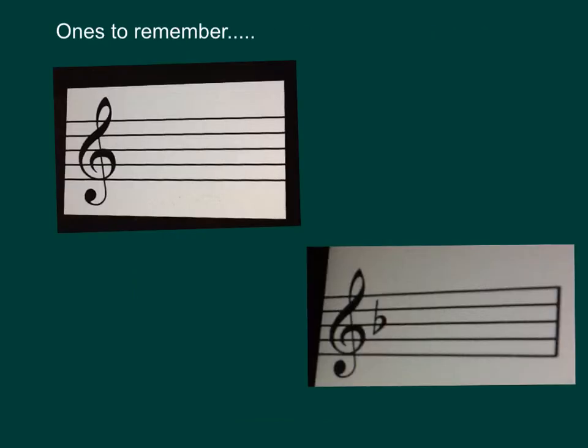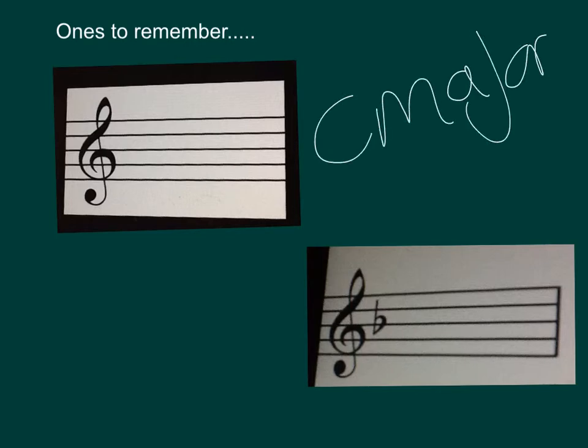Okay, so we've nearly come to the end, but there's a couple of things that we have to remember. Now, our rules for our sharps and our flats will only get us so far, and unfortunately, they don't apply for 2 key signatures, and they are C major and F major.